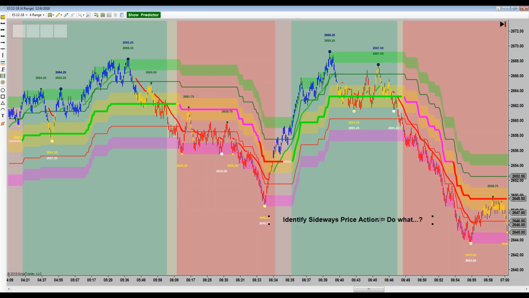To quickly identify sideways price action, what do we do? Good. Draw lines. That's exactly what that is. We're going to draw lines at support and resistance, and let's do it together. Now, I'm going to slowly advance this chart beyond 7 o'clock.